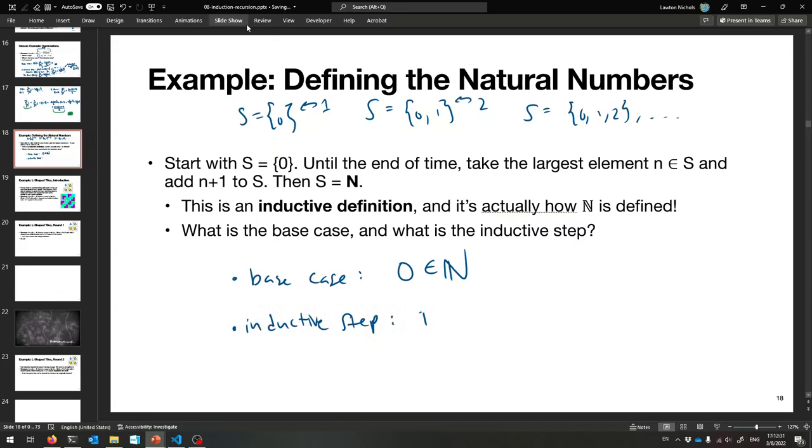Inductive step. If n is in the natural numbers, then n plus 1, put that in too. N plus 1 should also be in the natural numbers. See how that's going to build up this idea? Build up a bigger and bigger set that really is the natural numbers? Starts at 0, adds 1, adds 2, adds 3. That's what the inductive step does. It worries about adding another element. So that is a way to use induction to define something.